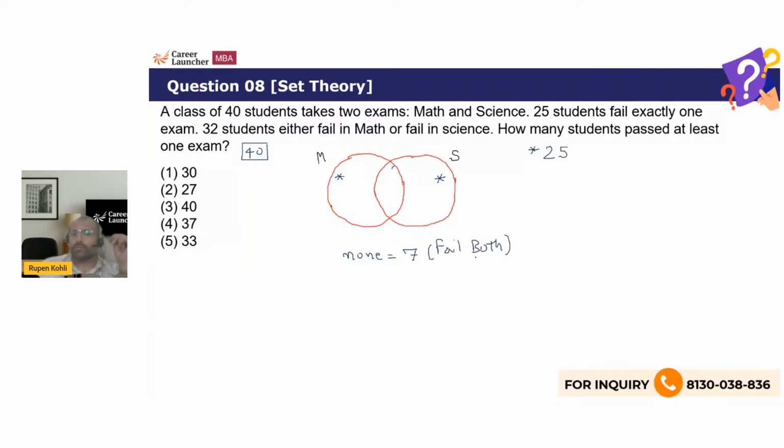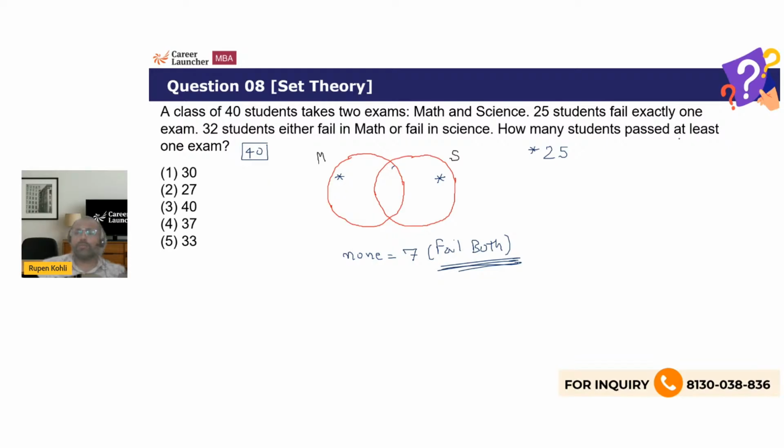Just give me yes or no on this. This is very important, right? This is the crucial part of this problem, understanding that this none is 7, right? Because 32 represents these three regions: only maths pass, only science pass, and none which has failed in both. So once we got this none, I think we got our answer.